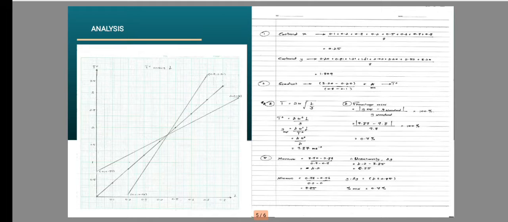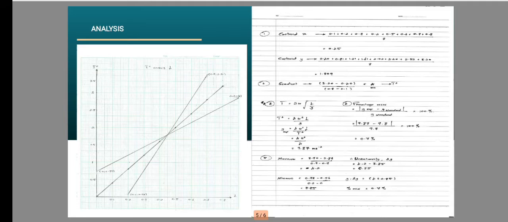First of all, we're gonna find a centroid of x and centroid of y. Centroid of x was gained by the addition of all 8 points of the x axis, which is 0.1 until 0.8, and divided by 8, so we can get 0.5. The centroid y was gained by adding all the points of the y-axis and divided by 8, and we get the value is 1.809.